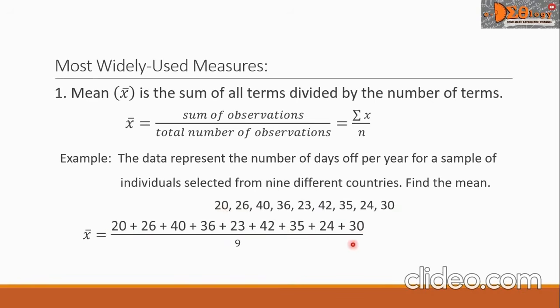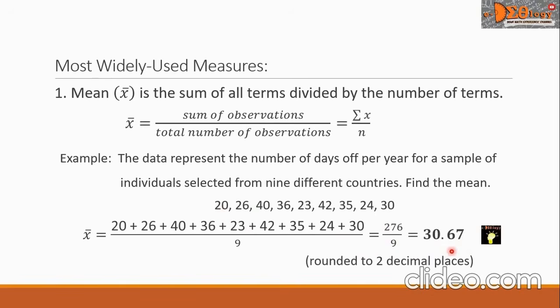Using our calculator, the numerator will be 276 over the same number 9 in the denominator, and simplifying this, we have 30.67, rounded to 2 decimal places. This is our final answer.